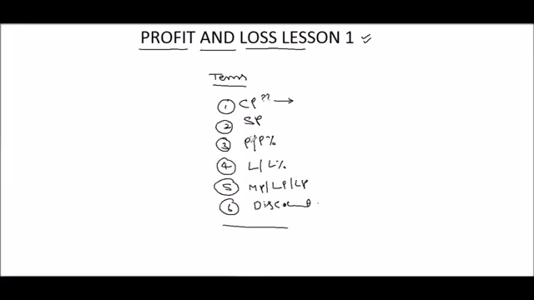Then of course profit and profit percentage, loss and loss percentage. And a very simple point here: in any transaction, if selling price is more than the cost price, obviously we will get a profit. If selling price is less than cost price, or cost price is greater than the selling price, in this case there is always a loss.